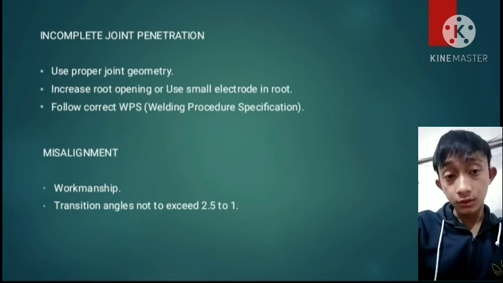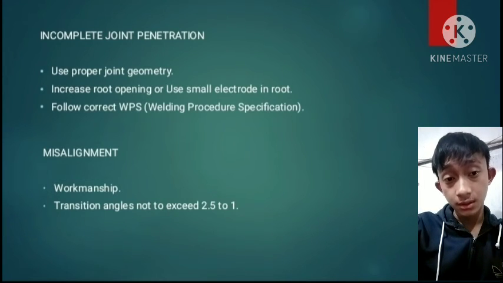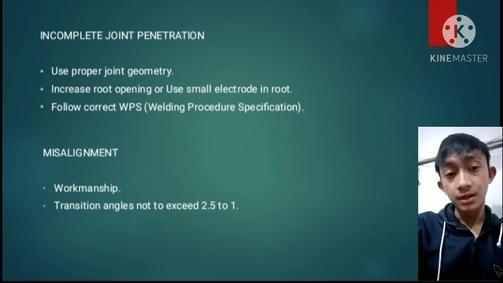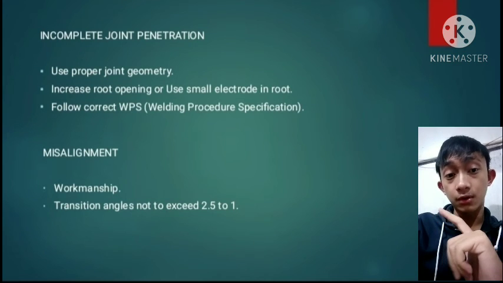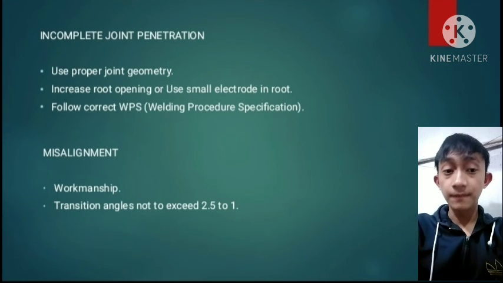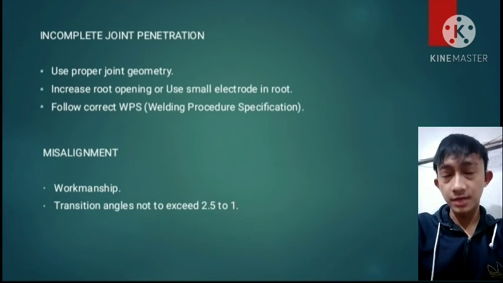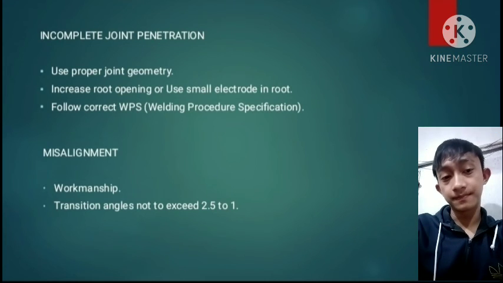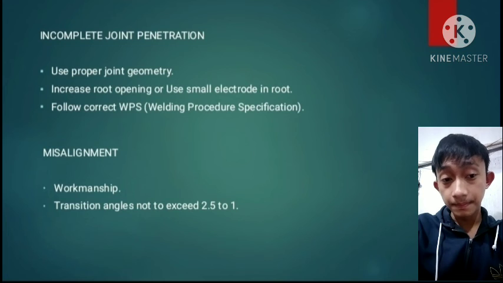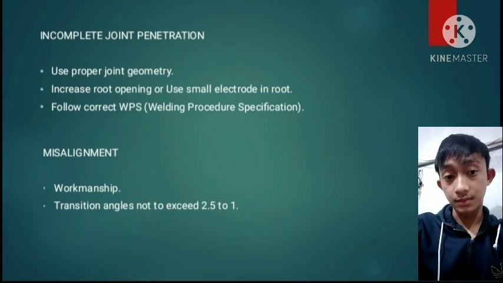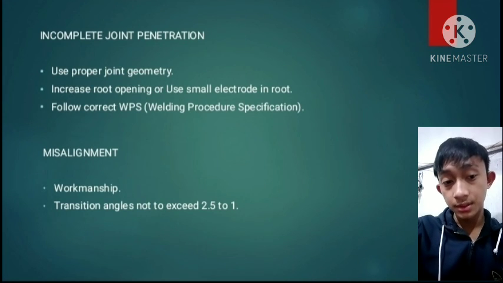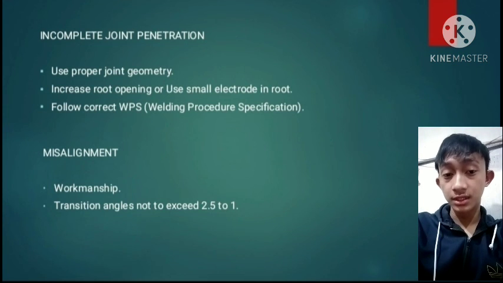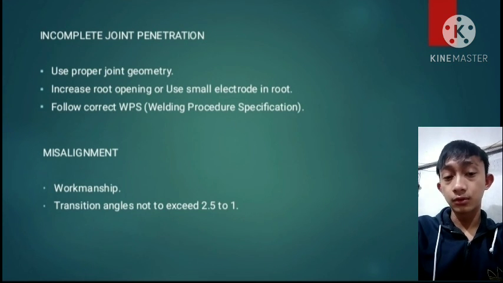Okay, we talk about incomplete joint penetration. Use proper joint geometry. Increase root opening or use small electrode in root. Follow correct WPS, that's welding procedure specification. Misalignment. Workmanship, transition angle not to exceed 2.5 to 1.